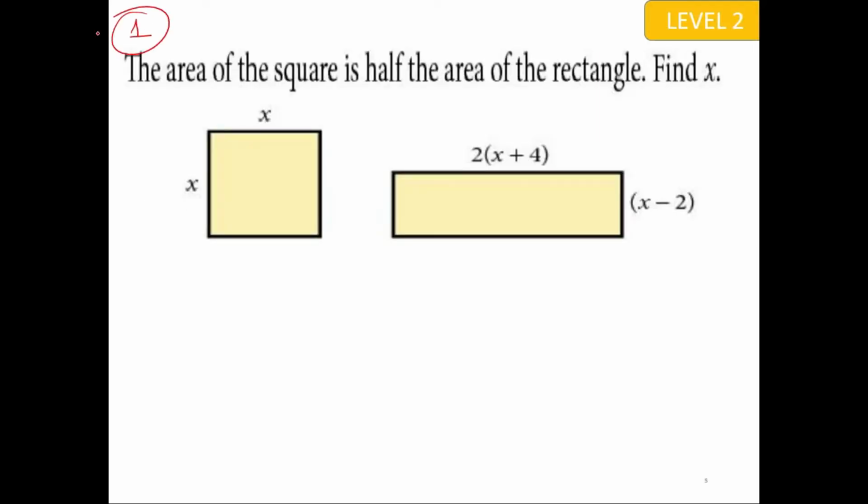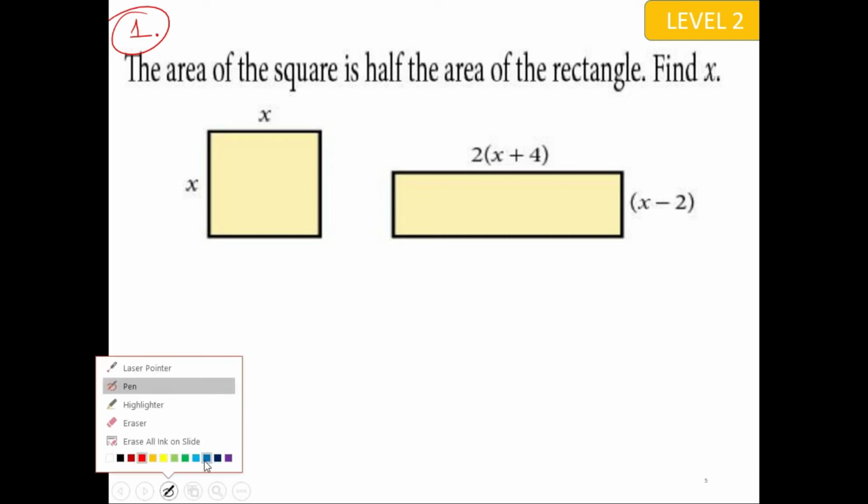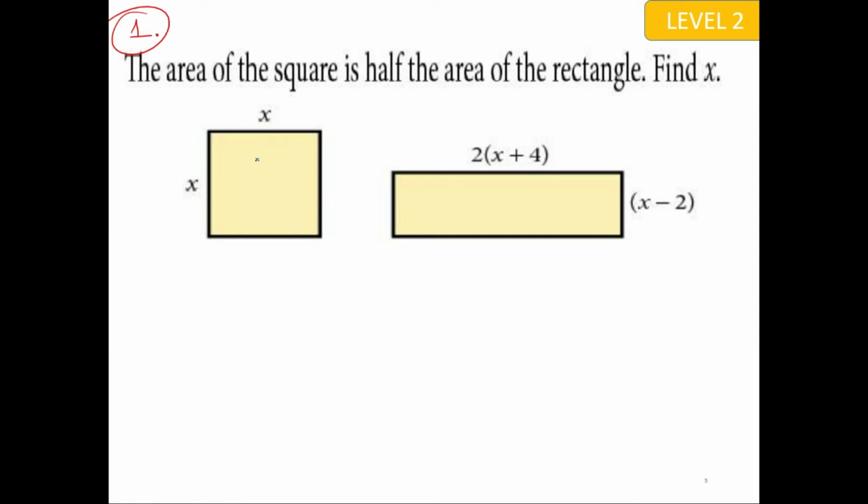Starting on with the first question. The area of the square is half the area of the rectangle. Find x. Now most of the time the difficulty is making the equation from the data given. Now we have a square and a rectangle. The sides are given to you.